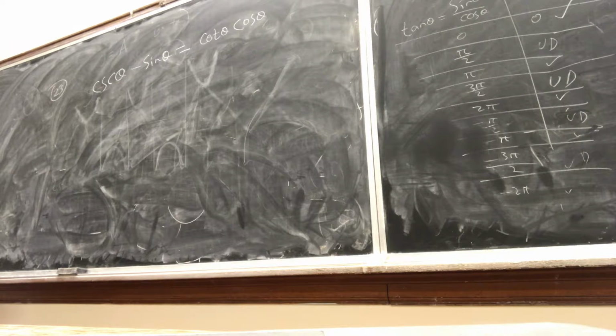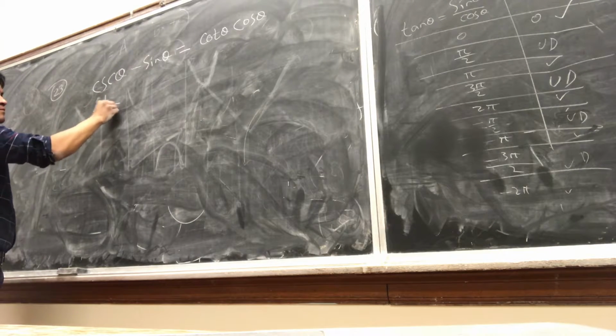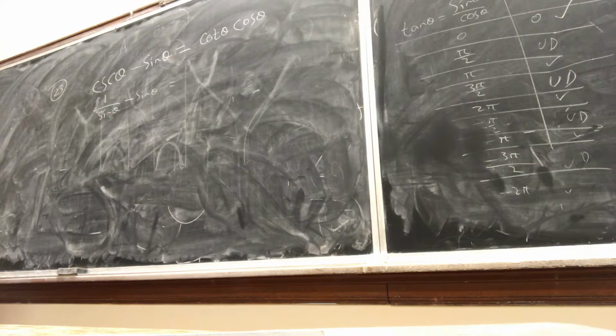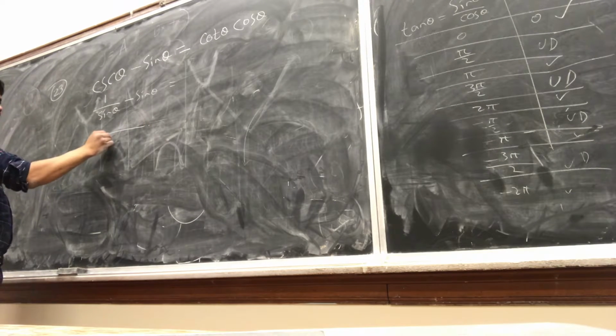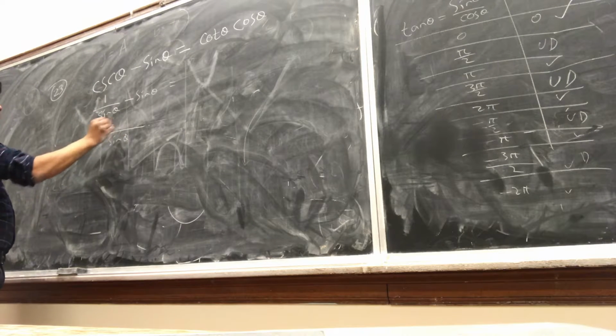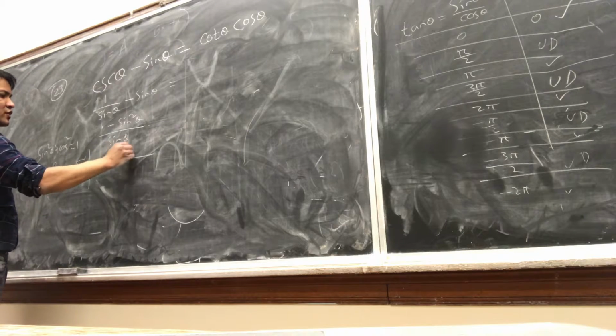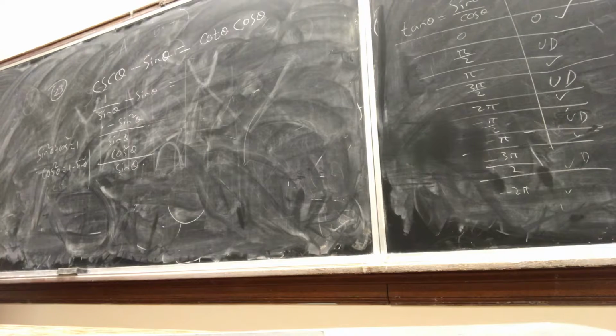Then you stop. Cosecant theta. What is cosecant theta to us? 1 over sine theta minus sine theta. What is cotangent theta? Let's leave it like that for now. So sine theta, what is this one? 1 is sine square plus cosine square, so 1 minus sine square is cosine square. By the Pythagorean theorem, we can get cosine square theta over sine theta.